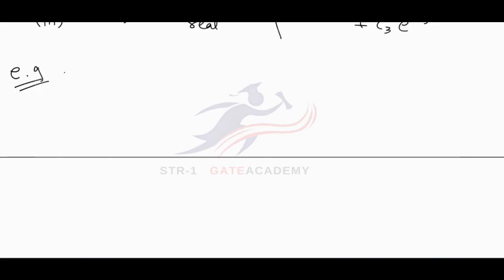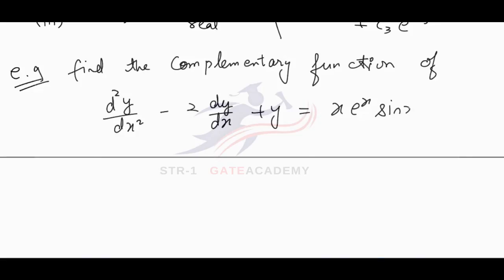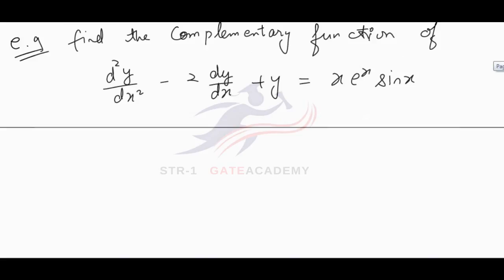Example could be, find the complementary function of d square y upon dx square minus 2 dy by dx plus y is equal to x e raised to x sin x. You have to find the complementary function. Now let us first convert this into the auxiliary equation. So can I say it is d square minus 2d plus 1 y is equal to x e raised to x sin x.